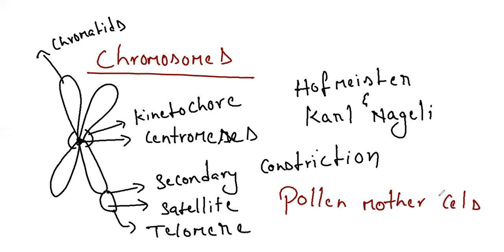Actually, Strasburger described the chromosomes that appear in the nucleus during cell division. These two people discovered the chromosomes in pollen mother cells. But the scientist called Strasburger described the chromosome structure that appears in the nucleus during cell division. So the credit for the discovery of chromosomes goes to Strasburger.